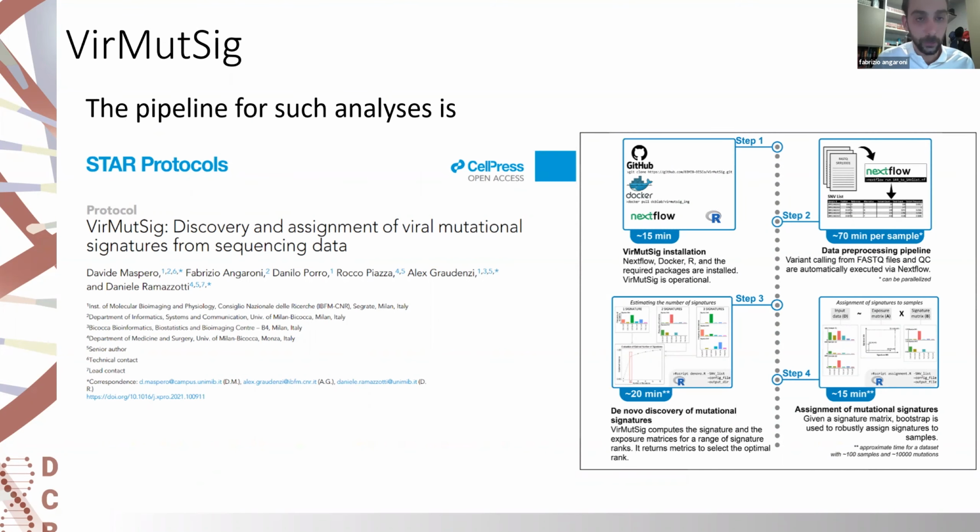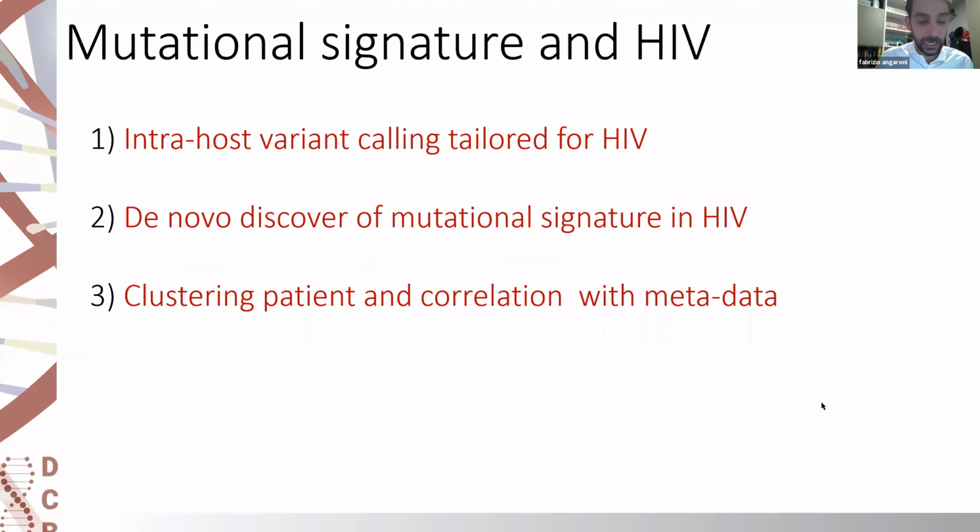In addition, we also developed a pipeline for this analysis. This is a pipeline that you can find in Docker or Nextflow, where you can do variant calling with our pipeline, given the reference genome. And then you can also do a de novo discovery of mutational signatures in your dataset, or if you know or want to check if a known mutational signature is present in your data, you can do only the assignment of mutational signatures.